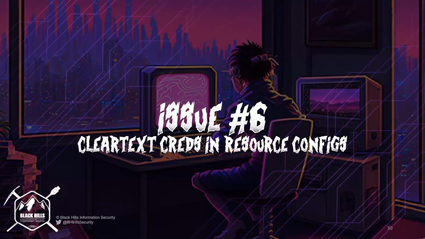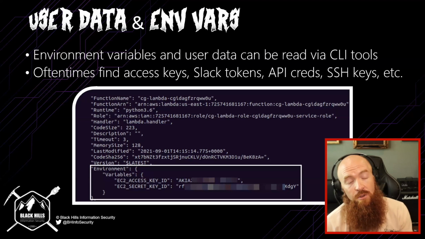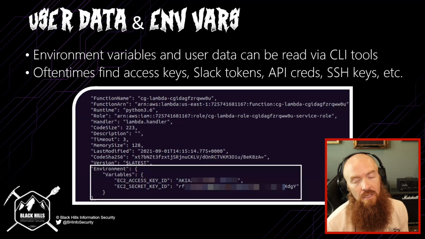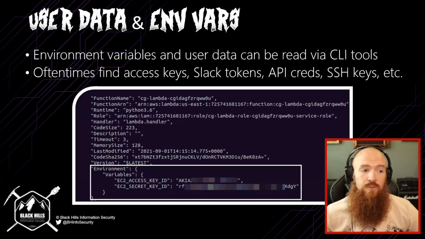So issue number 6, Cleartext Creds in resource configs. When you deploy something like an EC2 instance or an Azure instance for that case, or a Lambda function, you can apply certain pieces of metadata to get passed down to those instances. And a very, very, very common place that we tend to find sensitive and secret data is in environment variables. And it's honestly due to how cloud-based resources leverage environment variables for carrying out tasks.